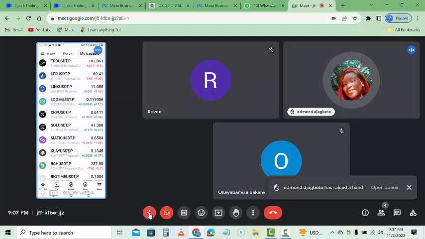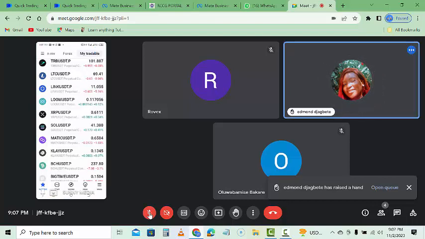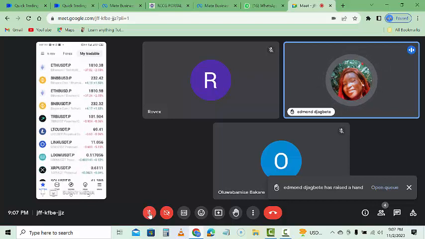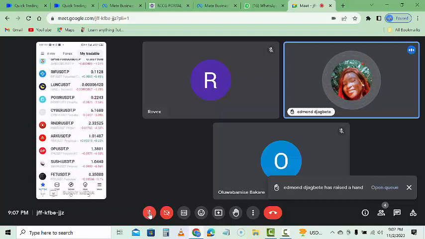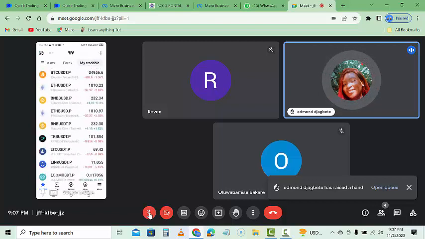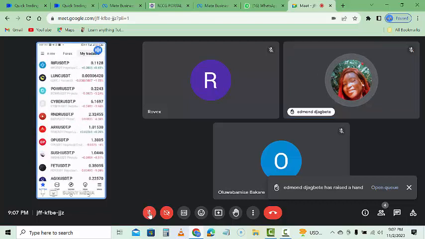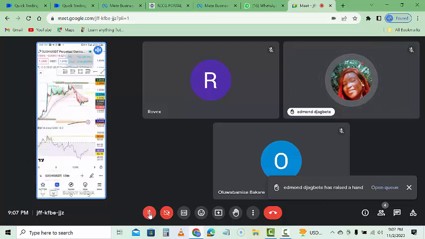Go ahead. So, I would like to know which time frame we should be doing our analysis on. Then, which time frame should be best to take our entry, to find entries on? Depending on which type of trader you are, you have to check what you want to do. You want to swing or you want to scalp. Are you swinging or scalping?